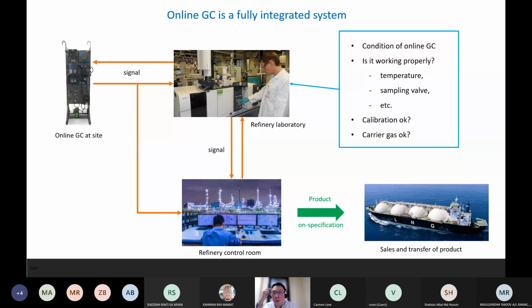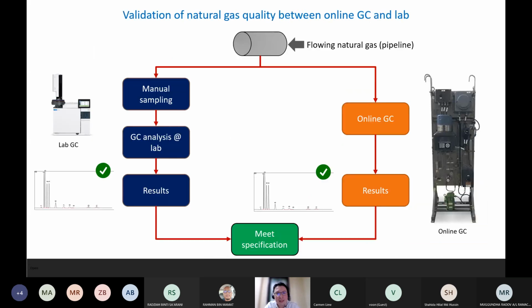A fun fact here is that the COQ needs to be signed by a registered chemist, or in our case, IKM, Institute Kimia Malaysia. The word is not registered, but you have to be a certified chemist to sign off. A normal chemist cannot sign it off. Once this product is ready, on spec, and everything is okay, we can ship it out either to large ships like you see in the picture, or we send it through pipeline to the customer. Okay, can I have the next slide, please?